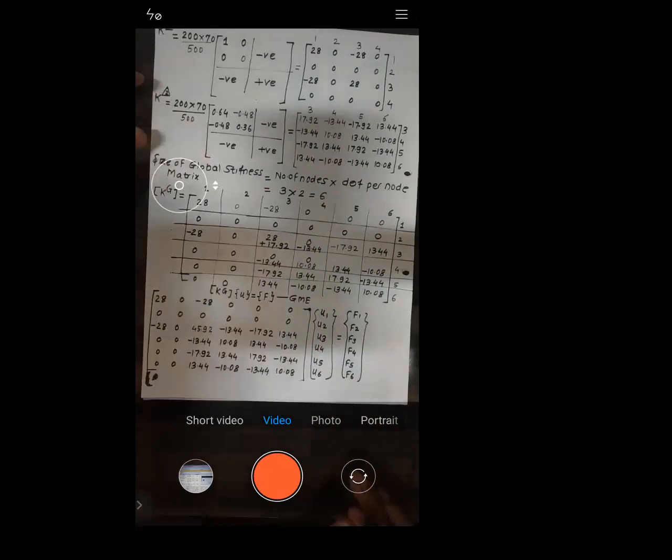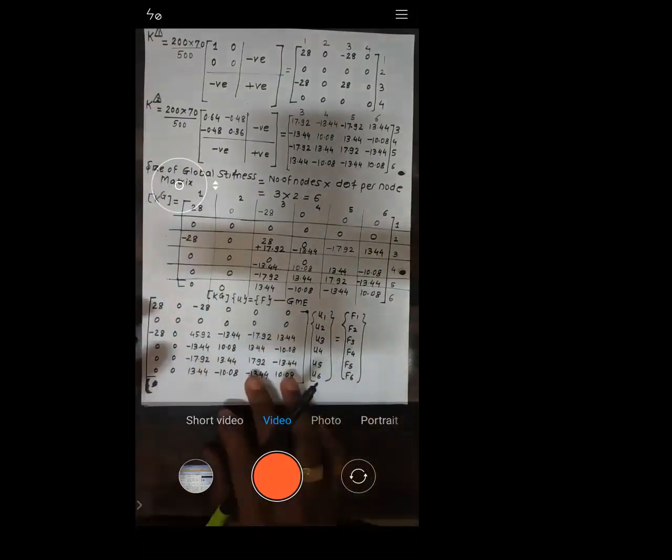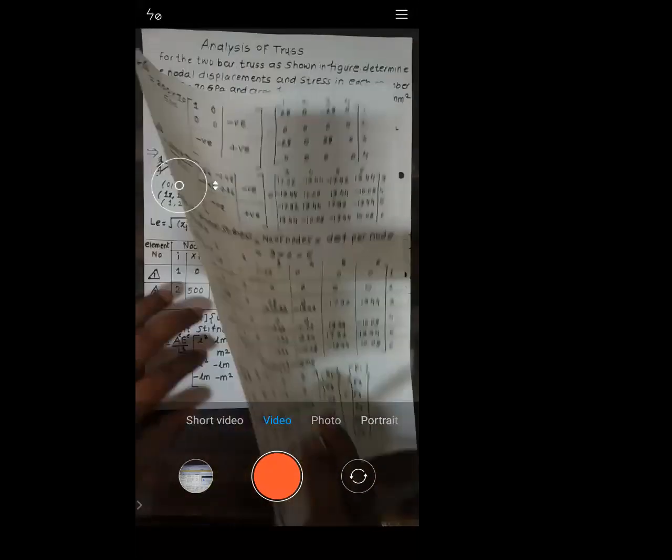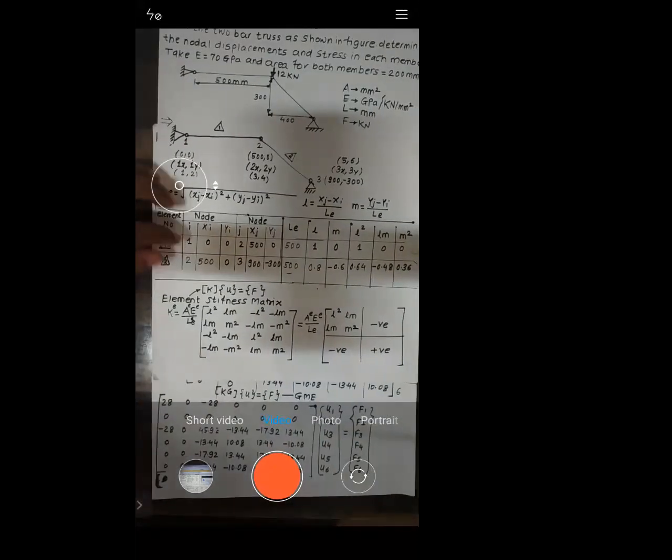Is it okay? Yes, sir, got it. Right. So now can we solve this problem? Can anybody tell me how to solve this problem? No, sir, first boundary condition should be applied. Right. We need to impose the boundary condition, right?